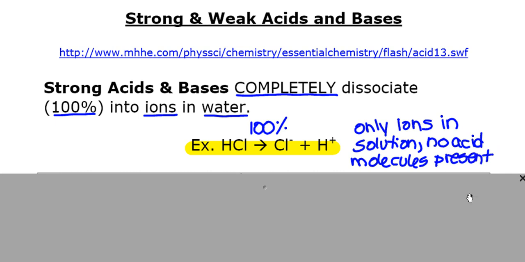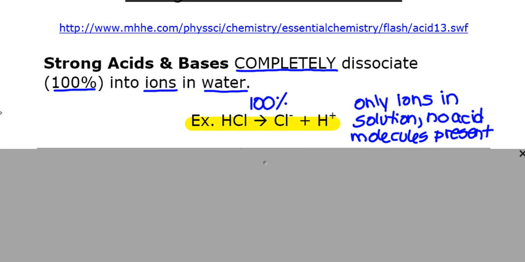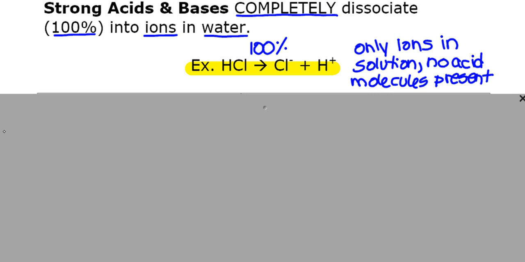The same thing would happen with a strong base. So a strong base would 100% break apart into its ions, a positive ion and the hydroxide ion, and you wouldn't have any base molecules left over at all. So what are some common strong acids or strong bases? Let's take a look at a list together.